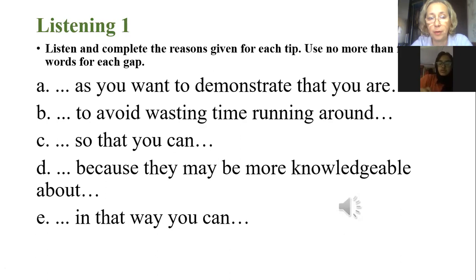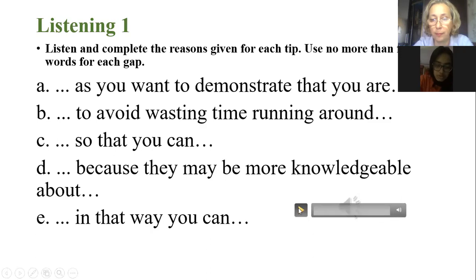So, have you got the information? Are you ready to complete the gap? Or do we need to listen for the second time? Yes, ma'am. So let's do it one more time. Now. Unit 3, Listening 1.